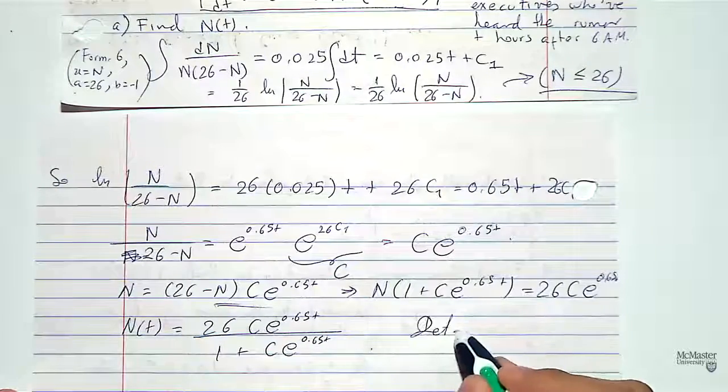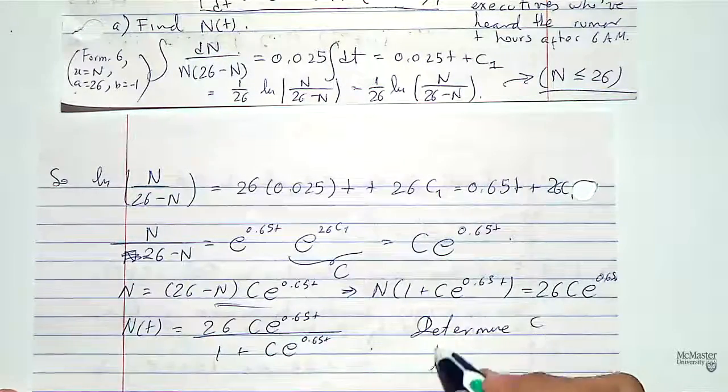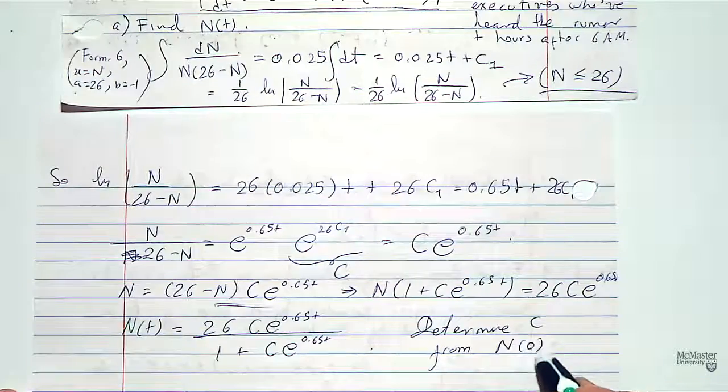And you determine C from the initial condition n of 0 equal to 2.